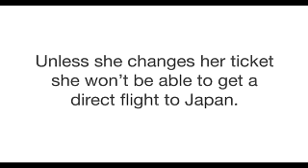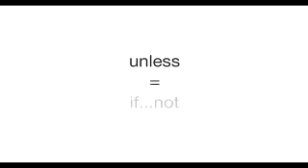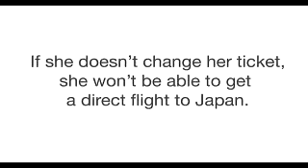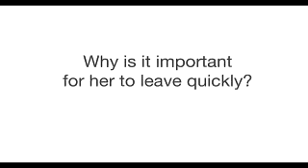Unless she changes her ticket before her departure, she'll go to Rome and she won't be able to get a direct flight to Japan. Unless means the same as if, not. This is the same as saying, if she doesn't change her ticket, she won't be able to get a direct flight to Japan. So Anna has to go to the airport to pay the $100 for the new ticket.